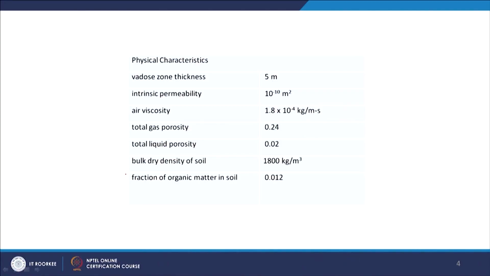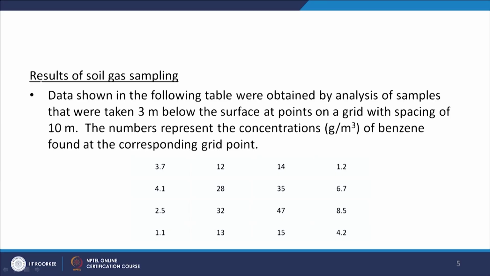Some of the physical characteristics are given, as in the vadose zone or the unsaturated zone thickness is 5 meters. Intrinsic permeability, air viscosity, total gas porosity, liquid porosity, bulk dry density, fraction of organic matter, and so on. Again, keep in mind that just because you have a lot of data out there does not mean all the data is going to be useful to you; only a few of these aspects are going to be relevant to you.